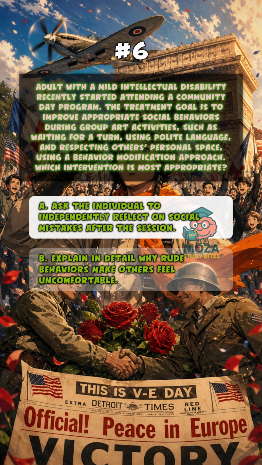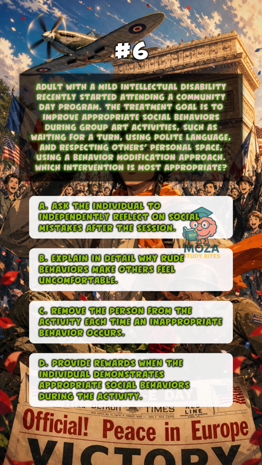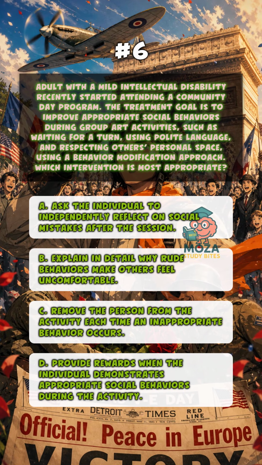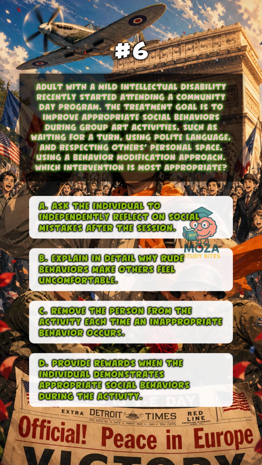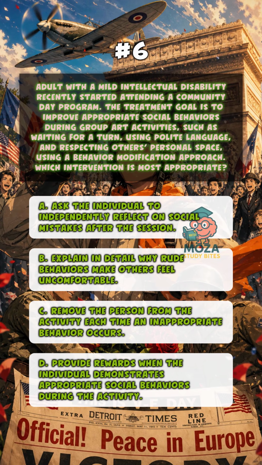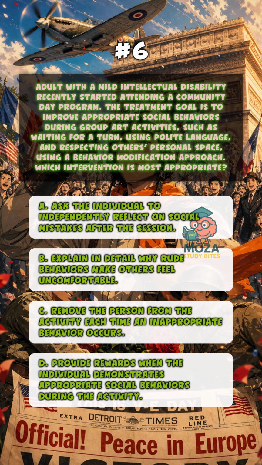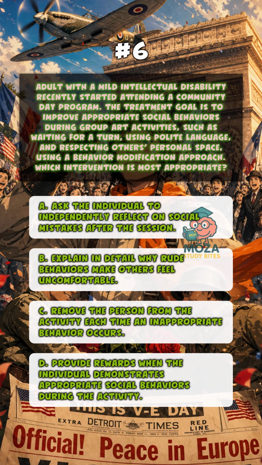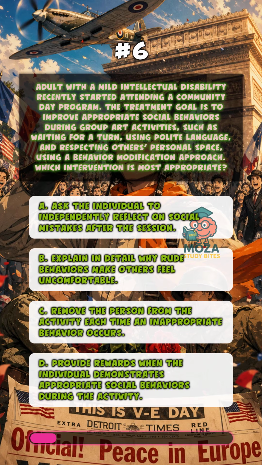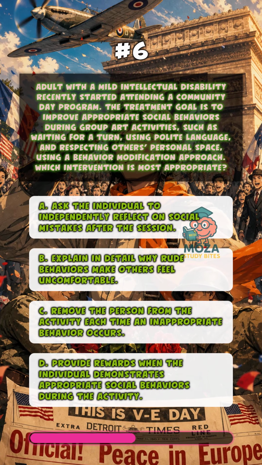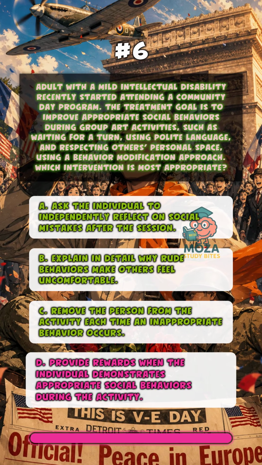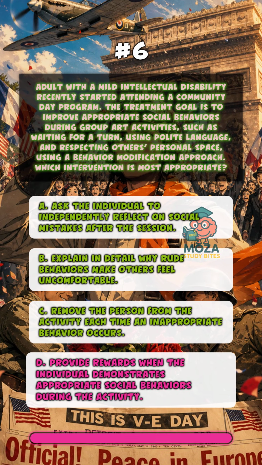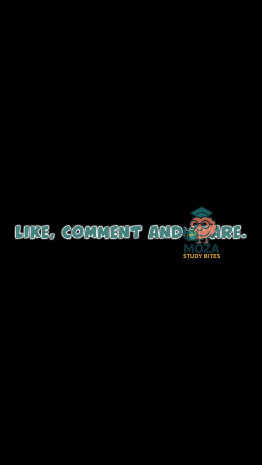Adult with a mild intellectual disability recently started attending a community day program. The treatment goal is to improve appropriate social behaviors during group art activities, such as waiting for a turn, using polite language, and respecting others' personal space, using a behavior modification approach. Which intervention is most appropriate? D. Provide rewards when the individual demonstrates appropriate social behaviors during the activity.